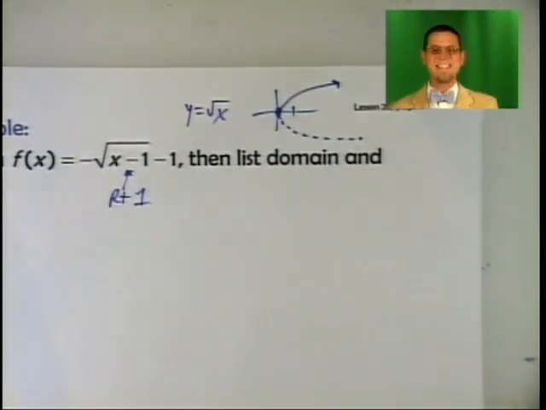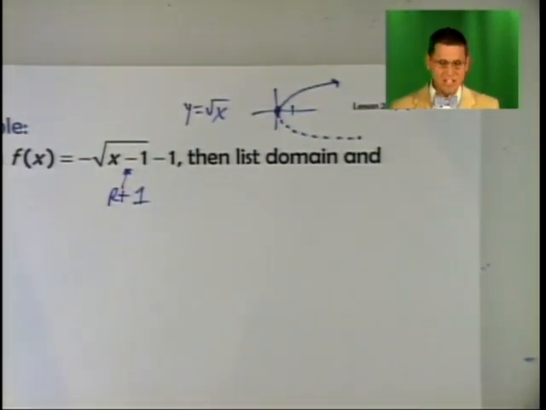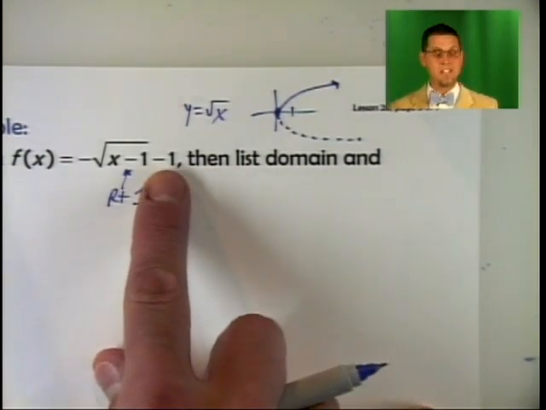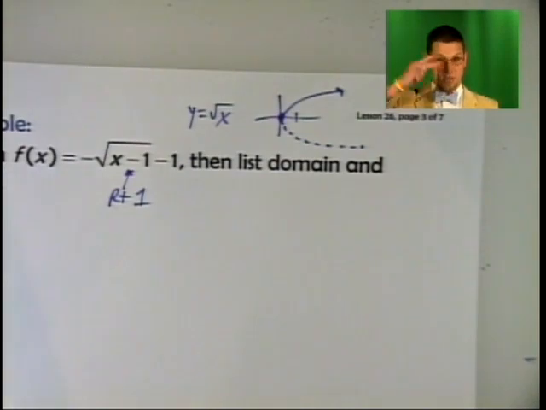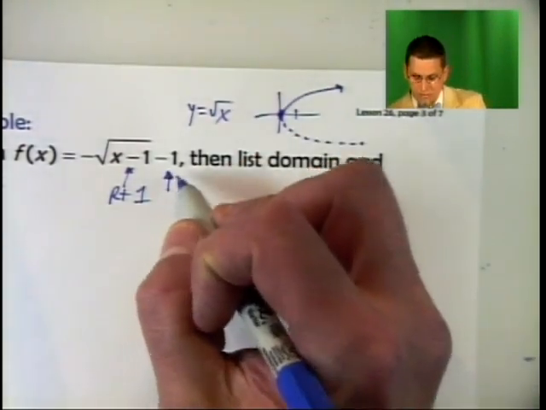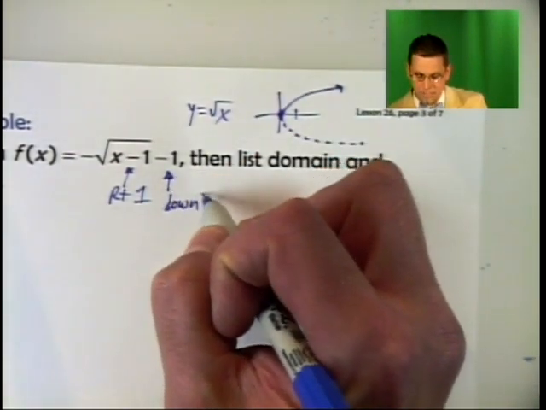This minus 1 is outside the radical. That's affecting the output values, or the y values, and it's going to move everything down 1 unit by subtracting 1. And so we basically reflect across the x-axis, move the graph right 1, and then move it down 1.